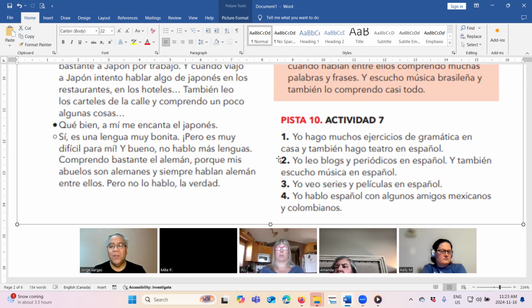Go to the theater in Spanish. But it's not going to the theater. In this case, it would be "I make" or "I do theater in Spanish," because you're involved in the action.